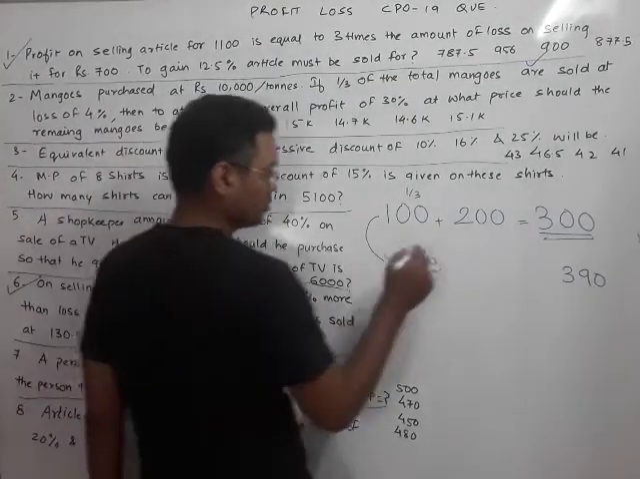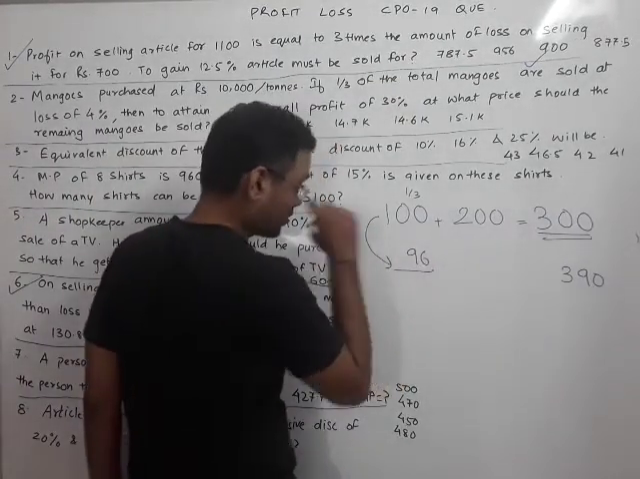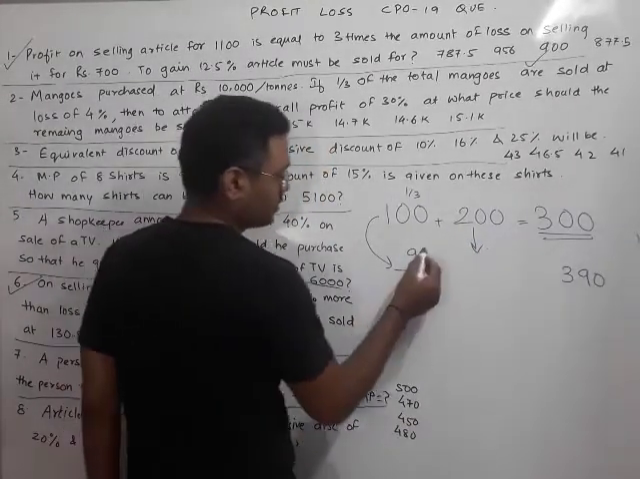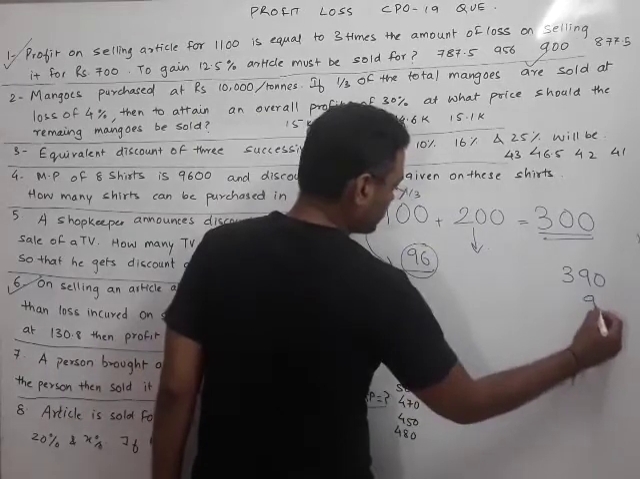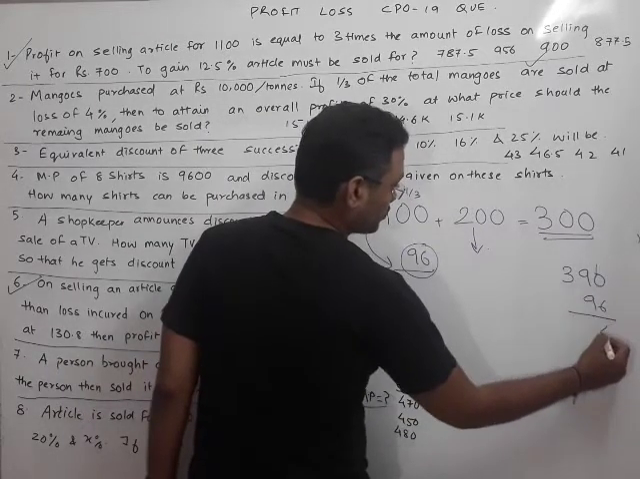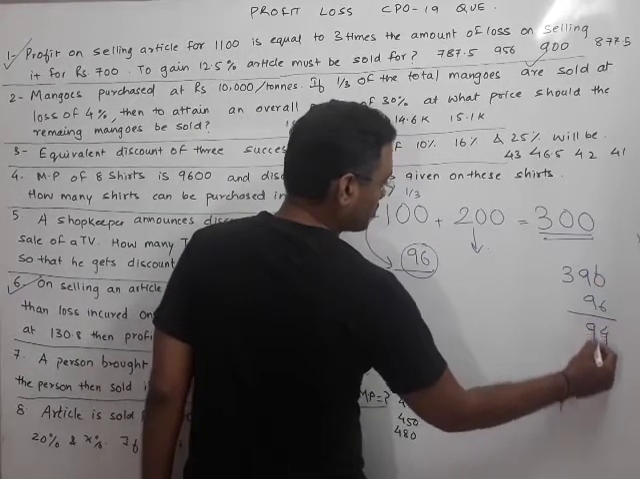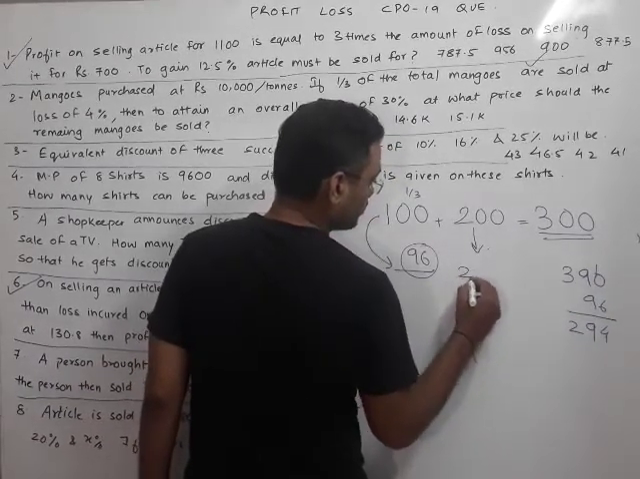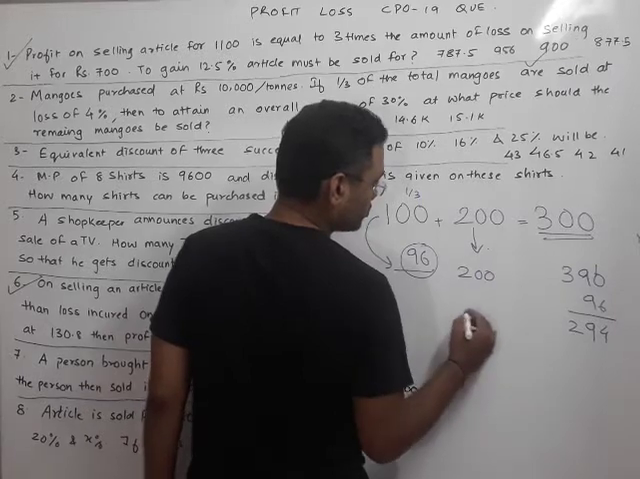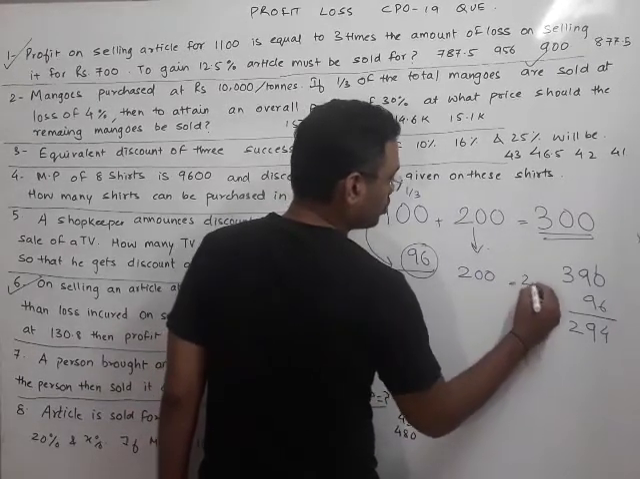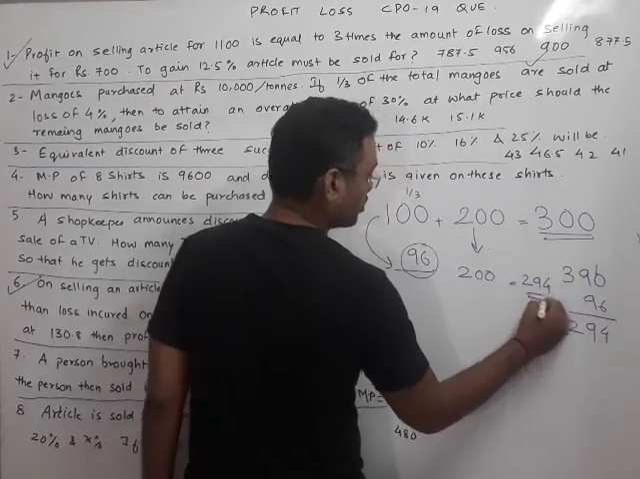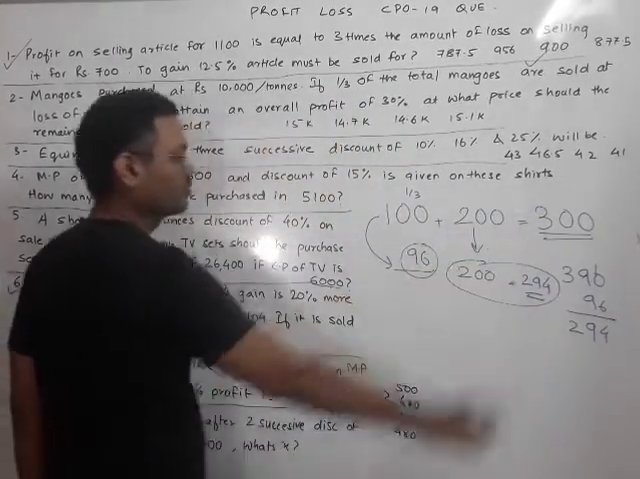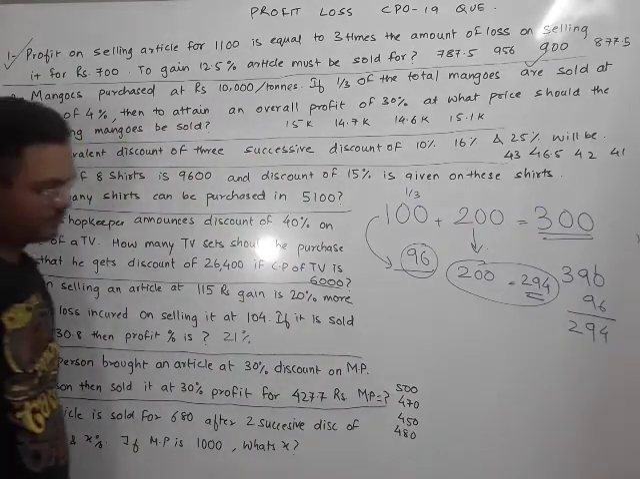So 390 rupees, how much should I sell the rest at? You subtract this from that, and how much is it? 294. So 200 mangoes should be sold at 294. Only then will my overall profit percentage be 30%.